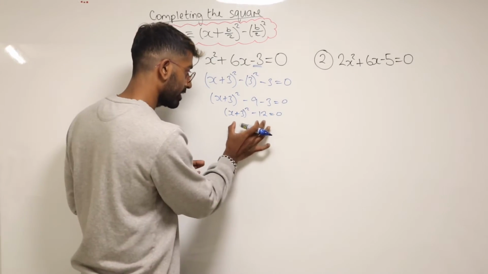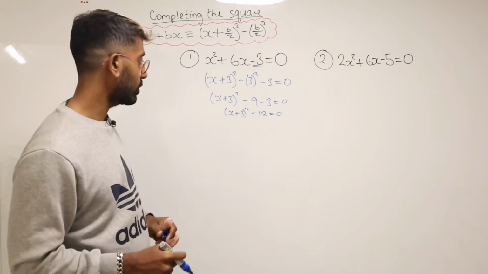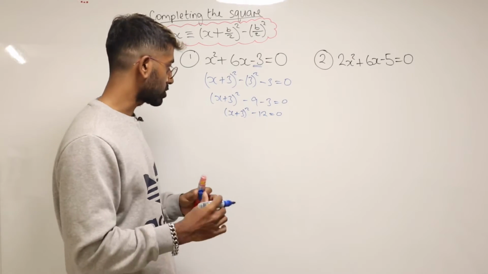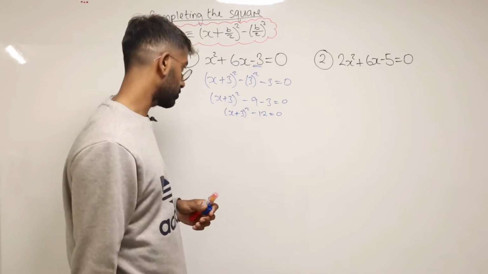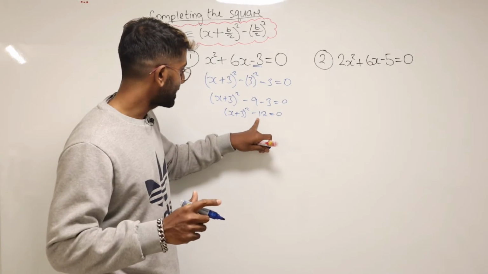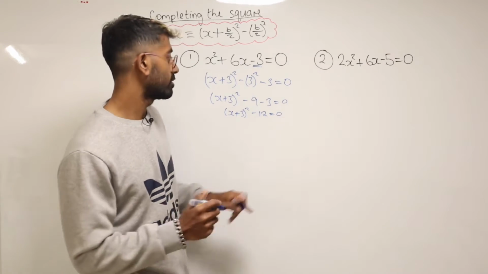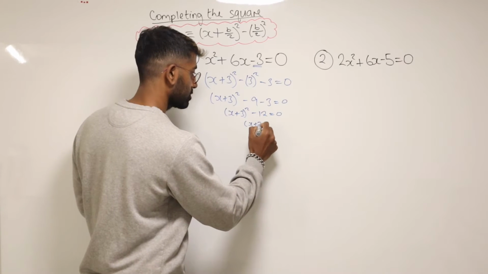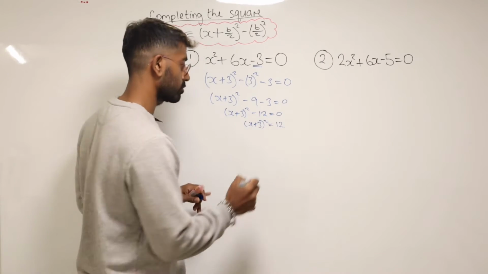So that's what we've covered so far. We've got to this point here where we've completed the square. But now what we've got to do is go and solve it to actually find some x values. So how do we do that? You want to start by taking your minus 12 over to the other side. So we'll have x plus 3 all squared equals 12.